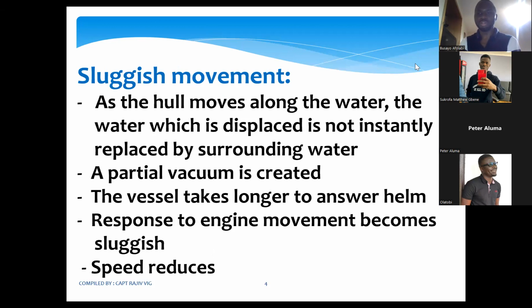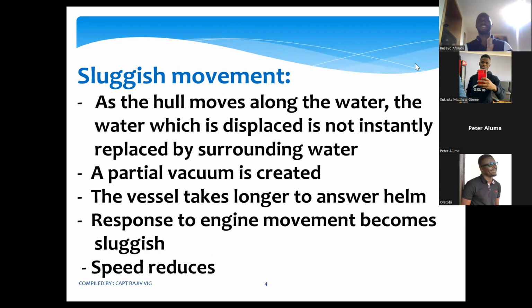Now, sluggish movement, of course, as anybody, I don't know whether anybody has really observed this when they are coming into a narrow channel. As the vessel is moving along the water, you will see that the water which is displaced is not instantly replaced by the surrounding water. So it will create a vacuum.